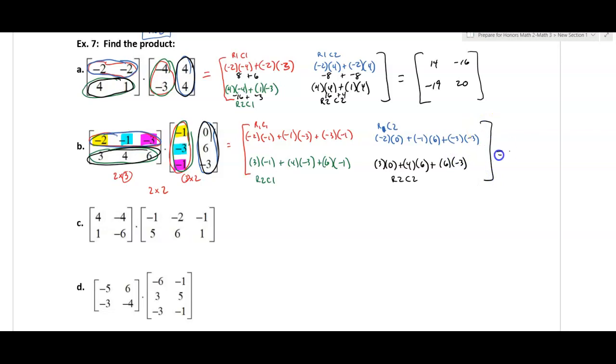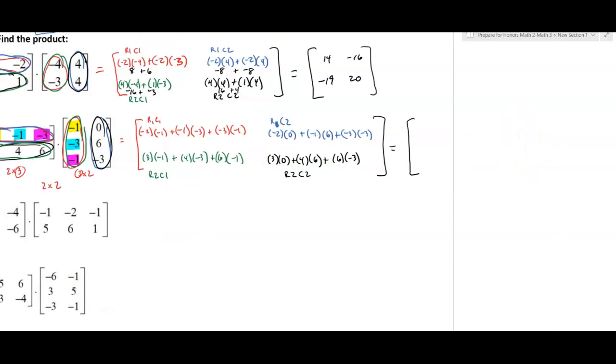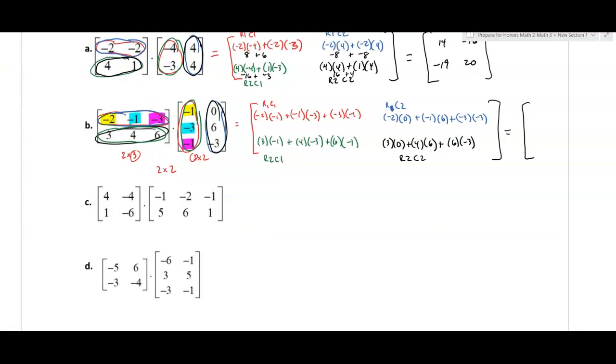And all we do now is evaluate this. So this would give me 2 plus 3 plus 3, which would give me 8. 0 minus 6 plus 9, that would give you 3. Negative 3 minus 12 minus 6 would give you, what is that, negative 21? And then 0 plus 24 minus 18 would give you 6. And we are done.